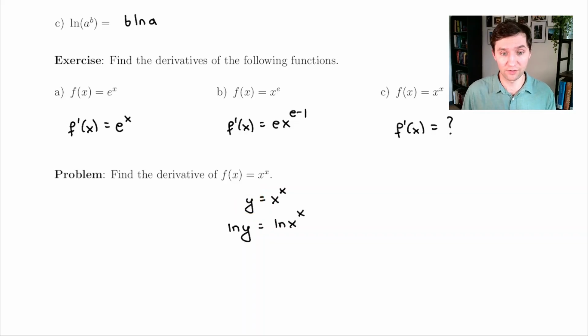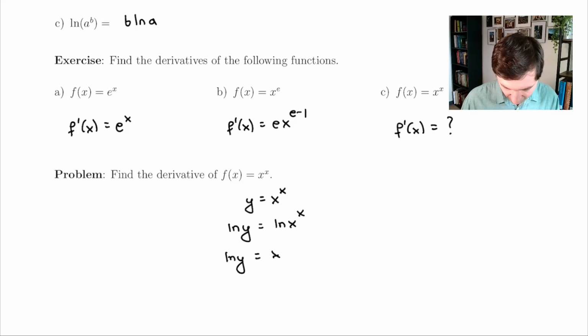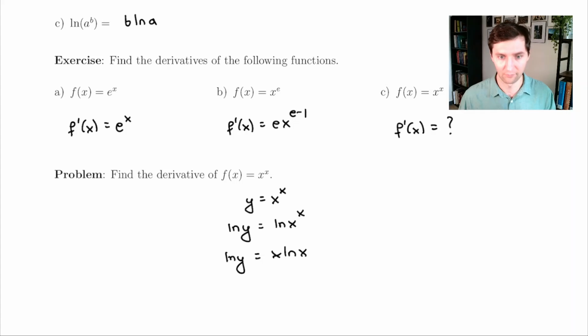Now, I chose to take the natural log on both sides because now, by using the properties of natural logarithm, I can take this x in the exponent and move it in front of ln. When I do that, I will get ln of y equal to x ln of x. My goal is to find the derivative of y with respect to x, so I will now take the derivative on both sides with respect to x using implicit differentiation.